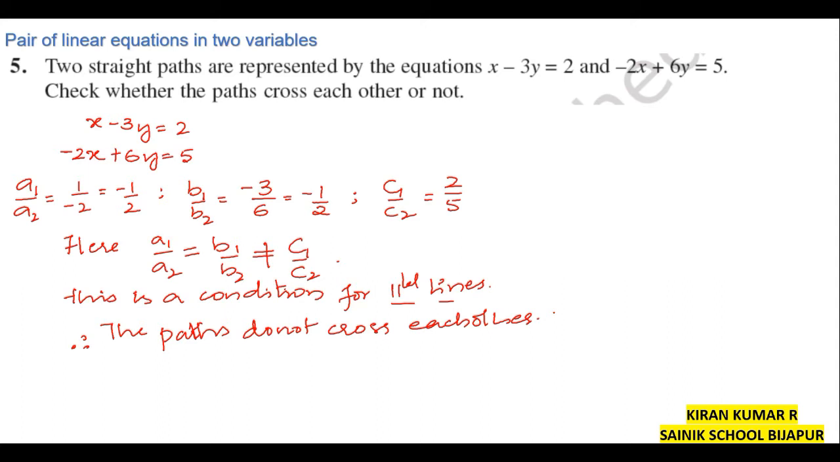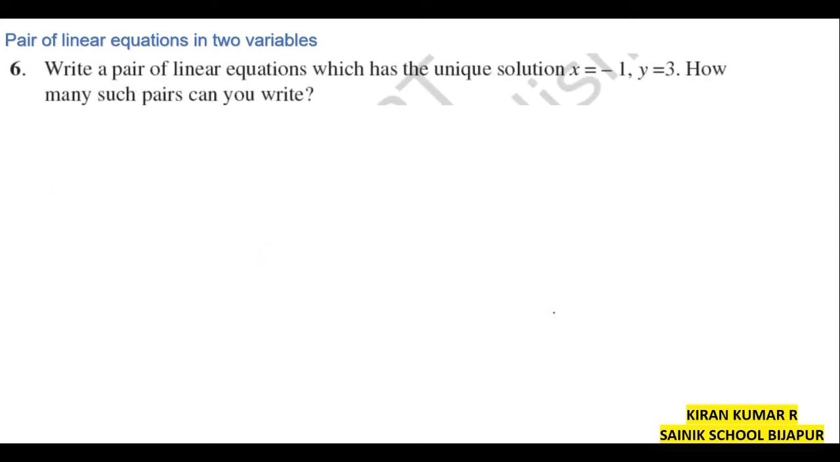Let us move on to the next question. The question is, write a pair of linear equations which has the unique solution x is equal to minus 1, y is equal to 3. How many such pairs can you write? They are given the value of x as negative 1 and the value of y as positive 3.